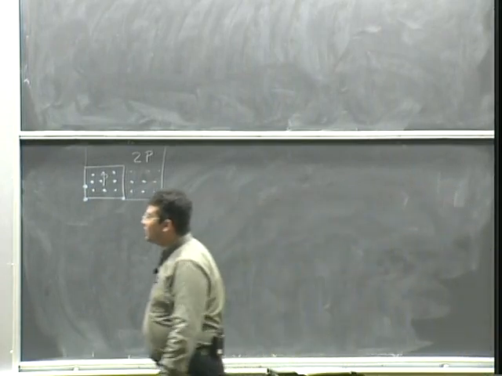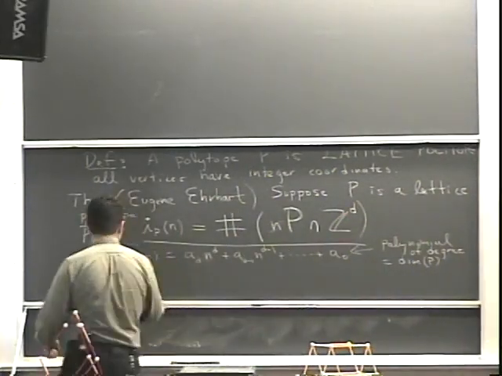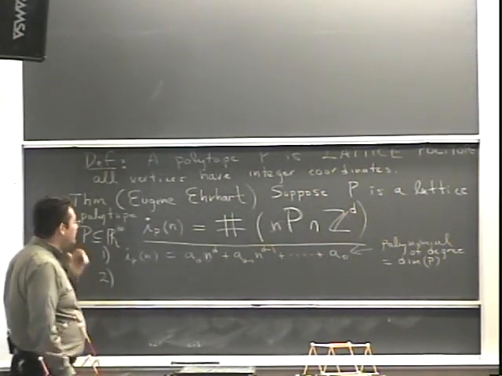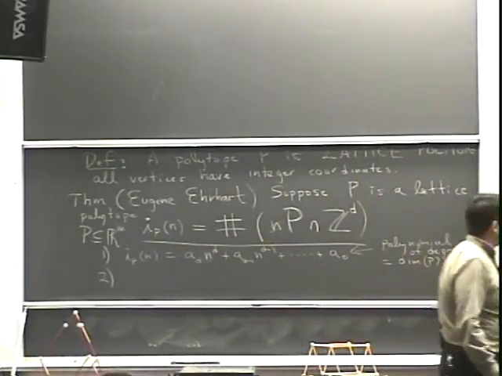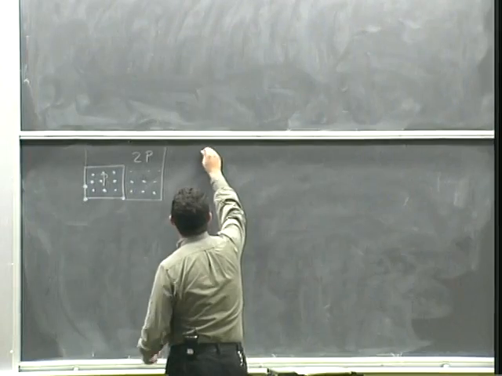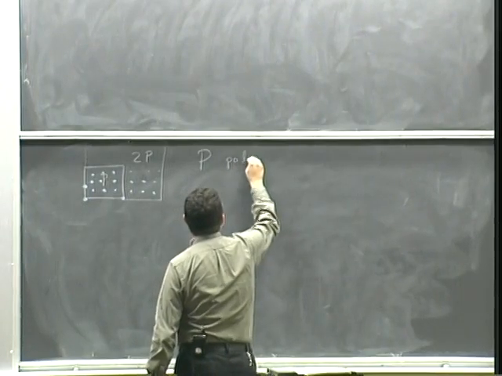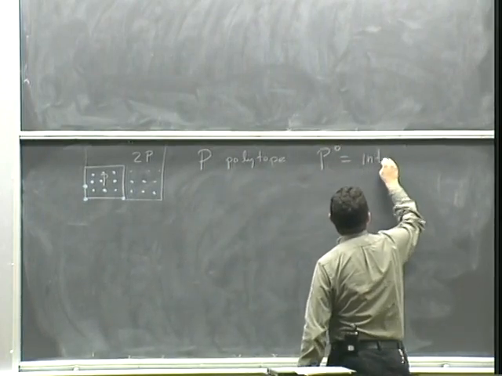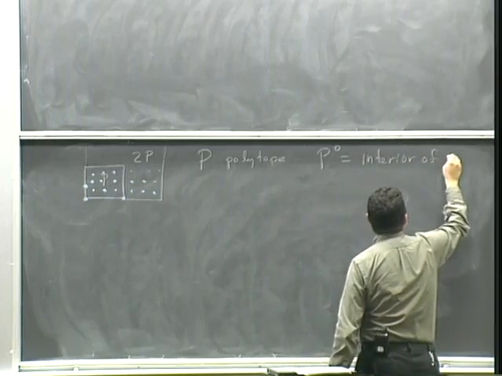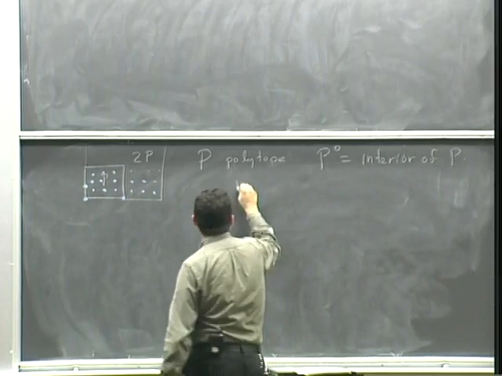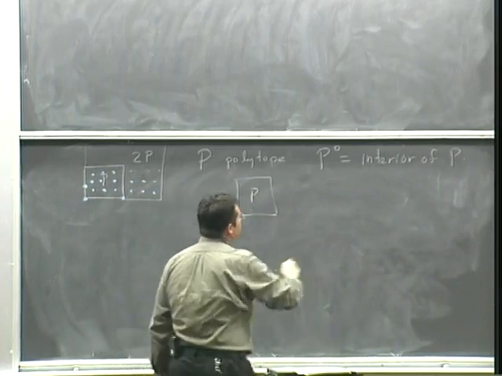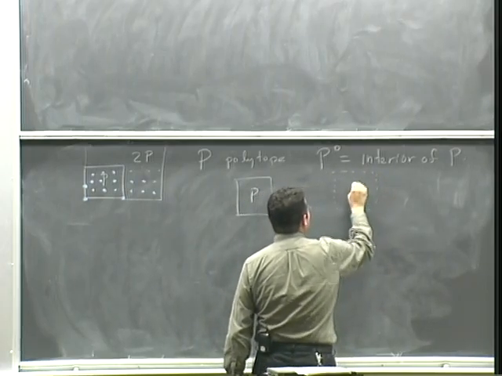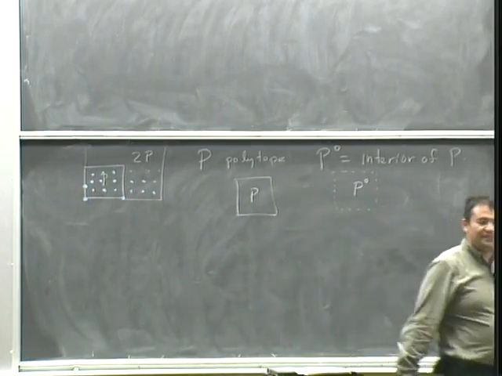Then he discovered another thing that is called the reciprocity theorem. So let me explain to you what the reciprocity theorem is, but let me give you some notation here. If P is a polytope, let's denote by P0 the interior of P. So if P was this, well, the interior is everything except the boundary, right? This is P0, okay?